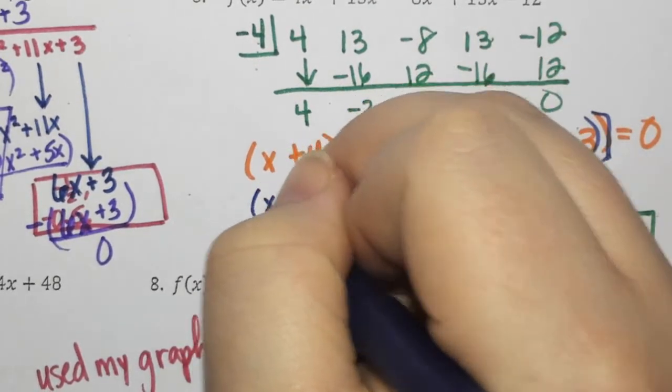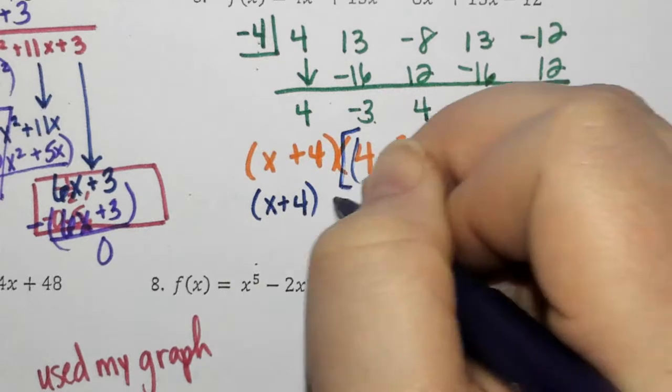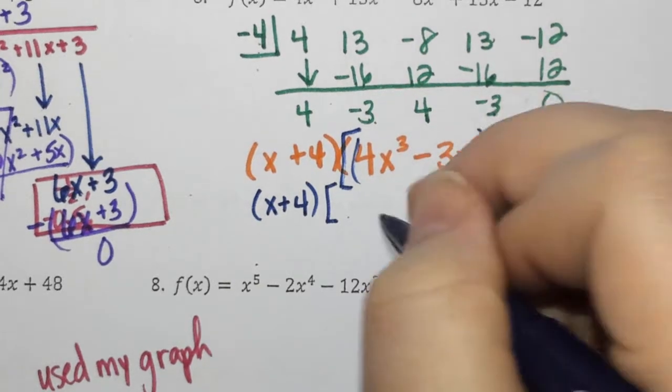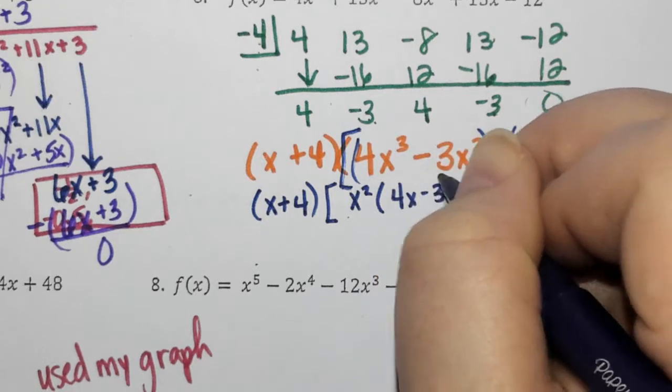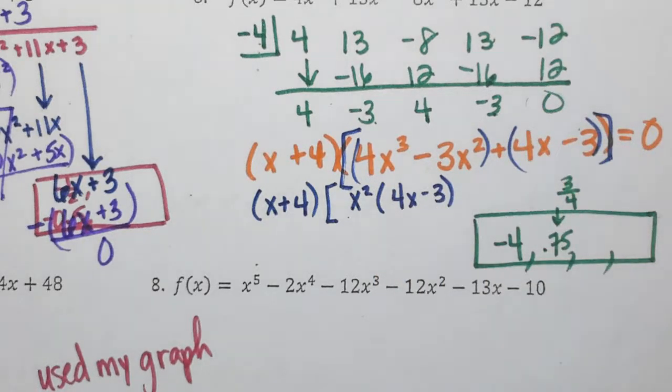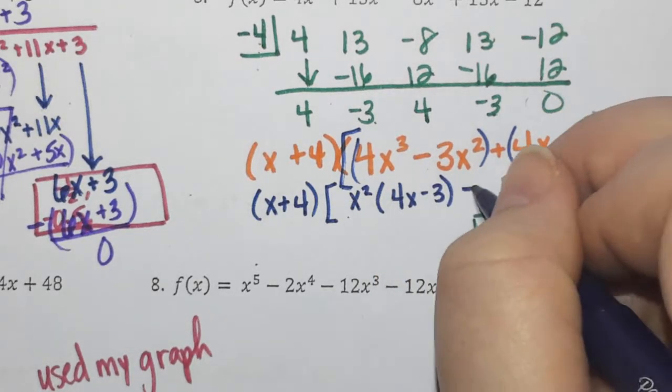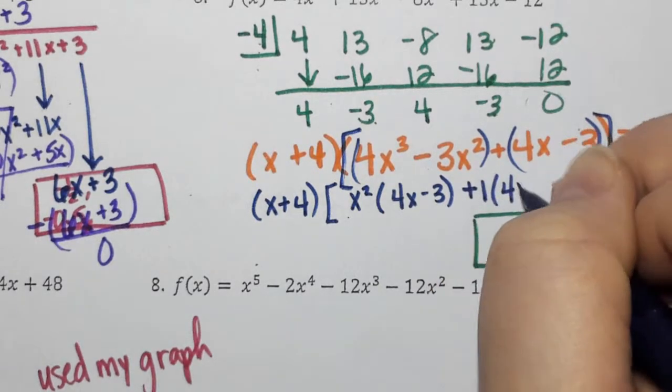Okay, if we group, what can I pull out of my first group? If I pull out an x squared, I'm left with a 4x minus 3. What do I pull in my second group? Be specific. +1, and I'm left with a 4x minus 3.